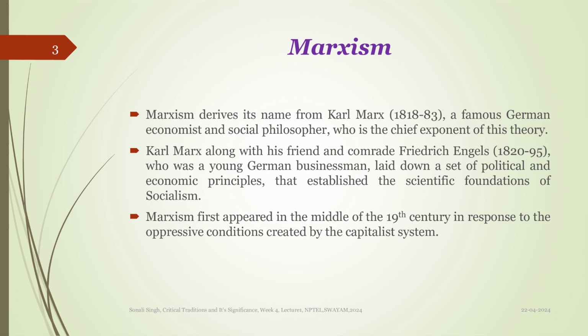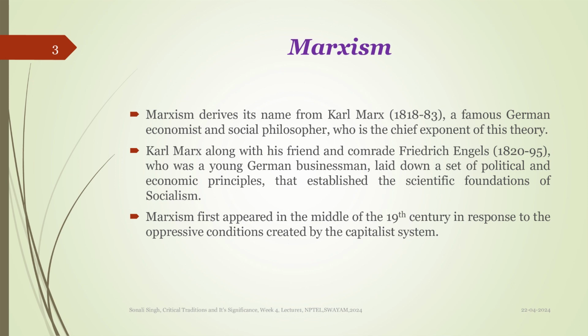As it is very clear from the word itself, Marxism derives its name from Karl Marx, who was born in 1818. He was a famous German economist and social philosopher who is the chief exponent of this theory. It is on his name that his ideas and philosophy became famous as Marxism.